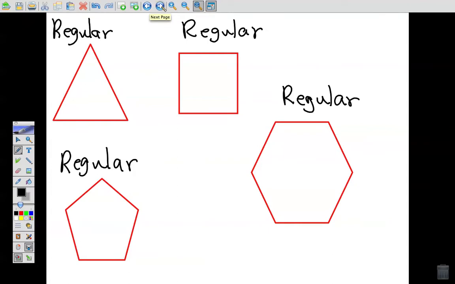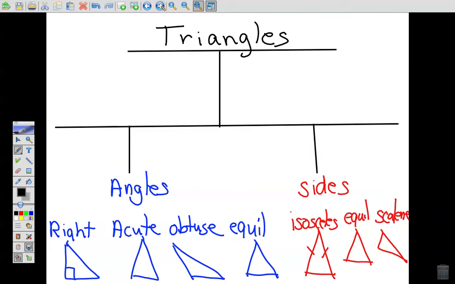Notice here I have all regular figures. All the sides are equal, or it looks like they're equal, and all the angles are equal. Same thing here. All sides equal, all angles, looks like they're all 90 degrees, are equal, and so on and so forth. All right, triangles. Told you this was going to be a long section. Triangles. Now, triangles are a three-sided figure.